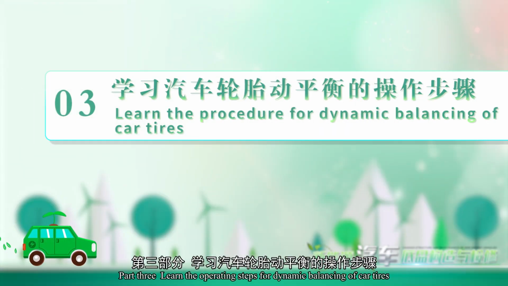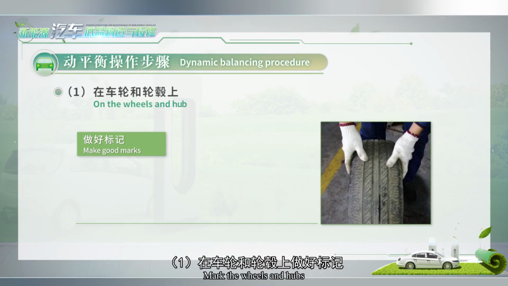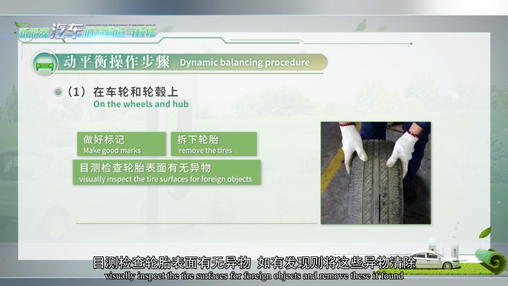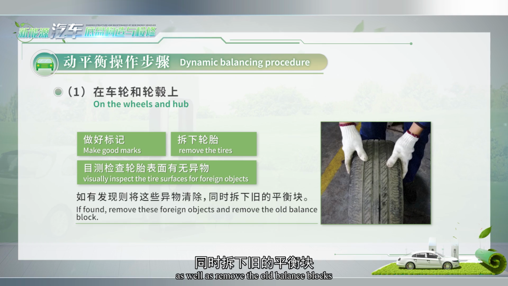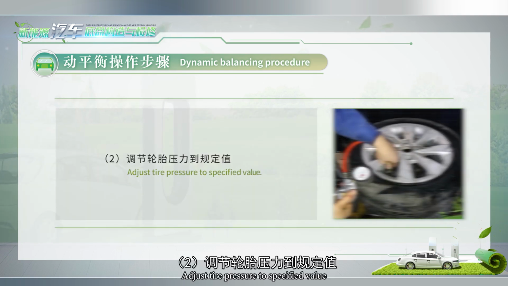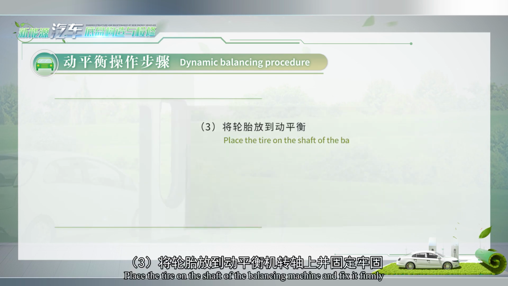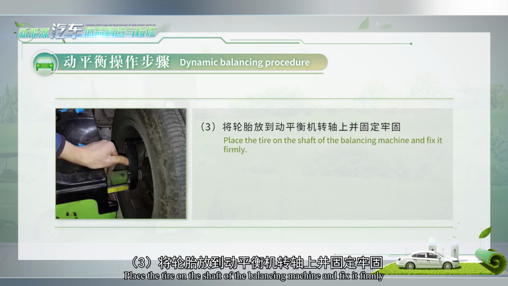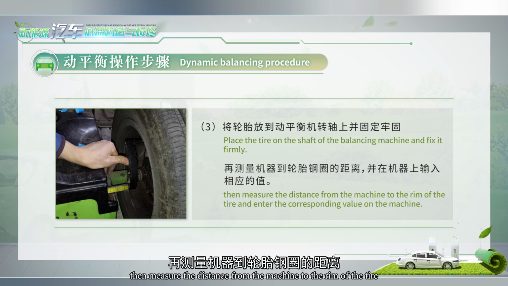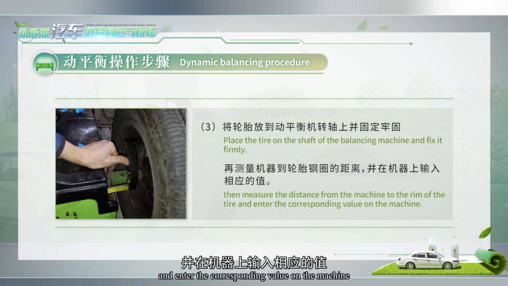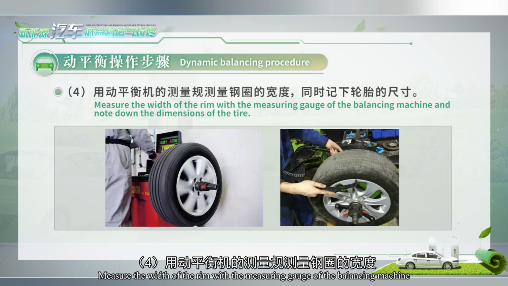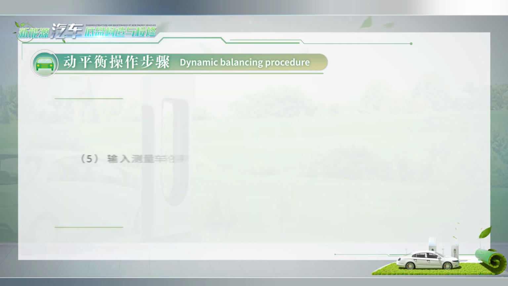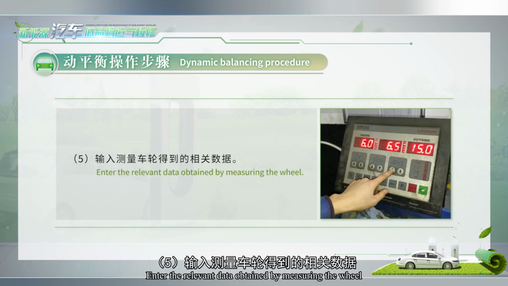Part 3. Learn the operating steps for dynamic balancing of car tires. Mark the wheels and hubs. Remove the tires. Visually inspect the tire surfaces for foreign objects and remove these if found, as well as remove the old balance blocks. Adjust tire pressure to the specified value. Place the tire on the shaft of the balancing machine and fix it firmly. Then measure the distance from the machine to the rim of the tire and enter the corresponding value on the machine. Measure the width of the rim with the measuring gauge of the balancing machine and note down the dimensions of the tire. Enter the relevant data obtained by measuring the wheel.